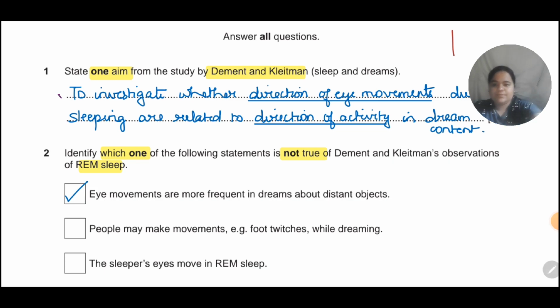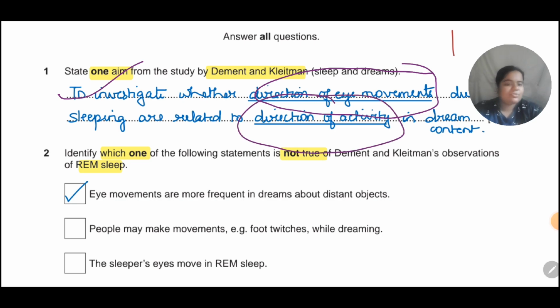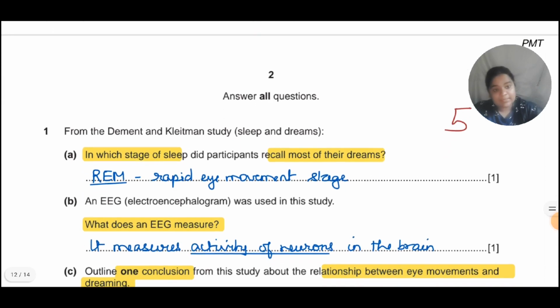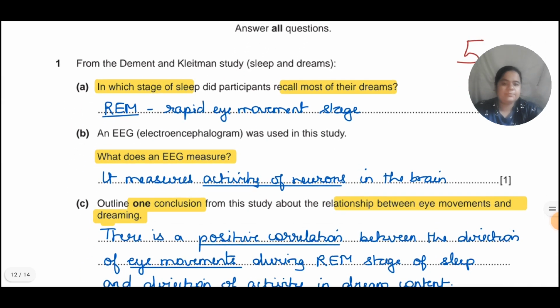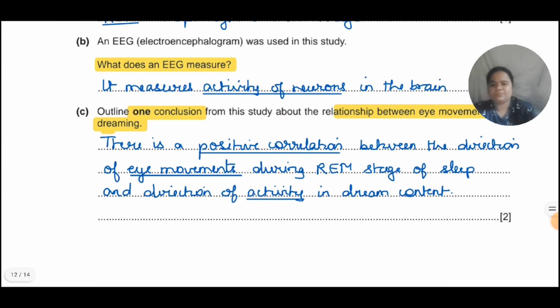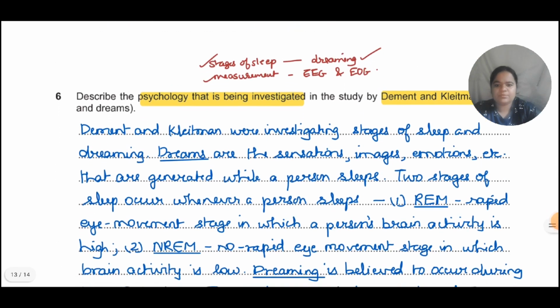Okay, another student, when I asked her about the aim of the study, she also chose to write about the third aim. So she said direction of eye movements and direction of activity in dream content. You can see it's very similar to what the student had earlier answered when she also wrote about the third aim. Wording can be slightly different. That is what I wanted you to see. Wording of students can be little different. Okay, this one I think we've gone through earlier.